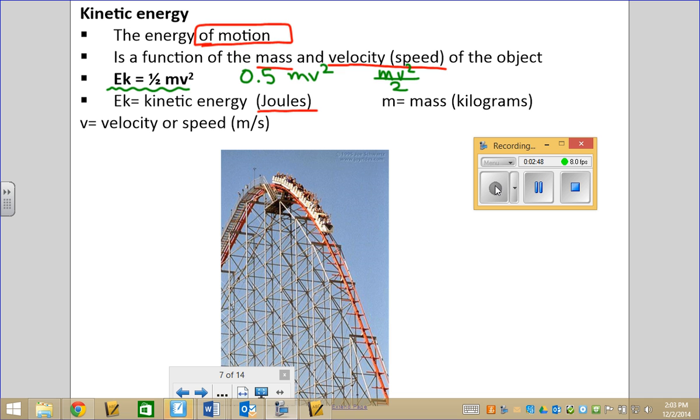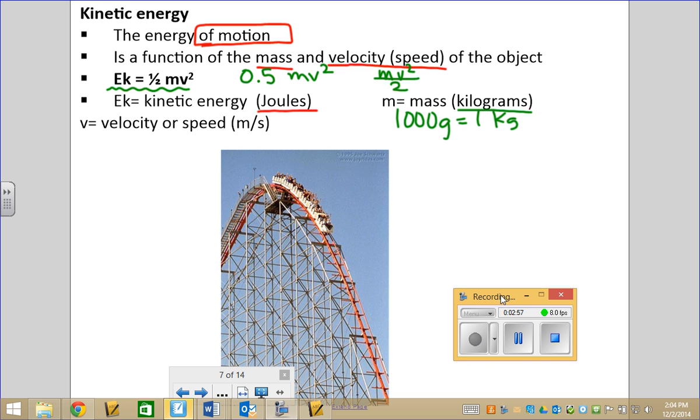Now, just like in potential energy, mass absolutely must be in kilograms. There are 1,000 grams in 1 kilogram. That means to go from a gram to a kilogram, you divide by 1,000. To go from a kilogram to grams, you multiply by 1,000. So it's very realistically possible that you'll have to change that unit. Velocity or speed needs to be in meters per second. That's not typically a unit that I would want you to change from something else, but I would realistically ask you to convert mass.